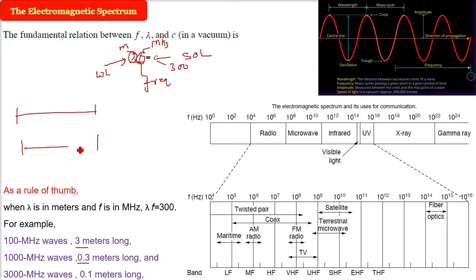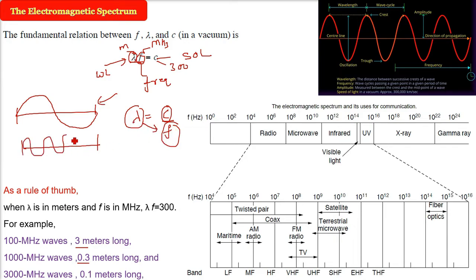If the wave is long, that is low frequency. The number of oscillations per second is very small, so the wavelength has to be higher. That is, if the frequency is less, lambda will be higher because they are inversely proportional, as C is a constant. Similarly, if the frequency is higher, the wavelength has to be smaller. This is the relationship.